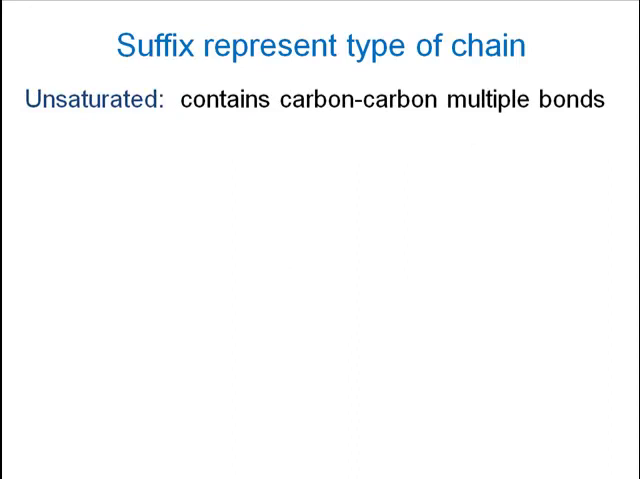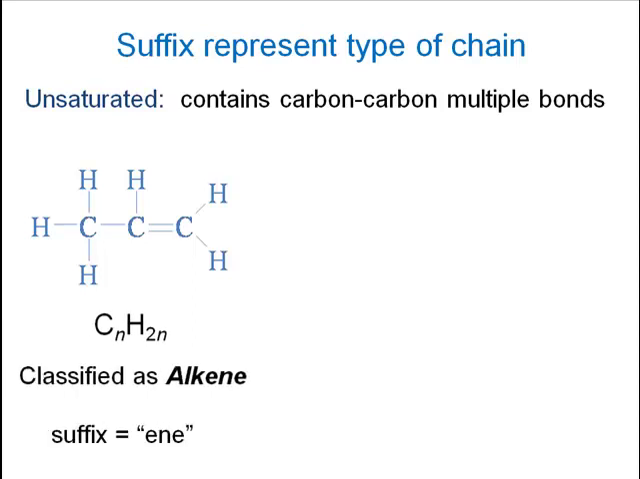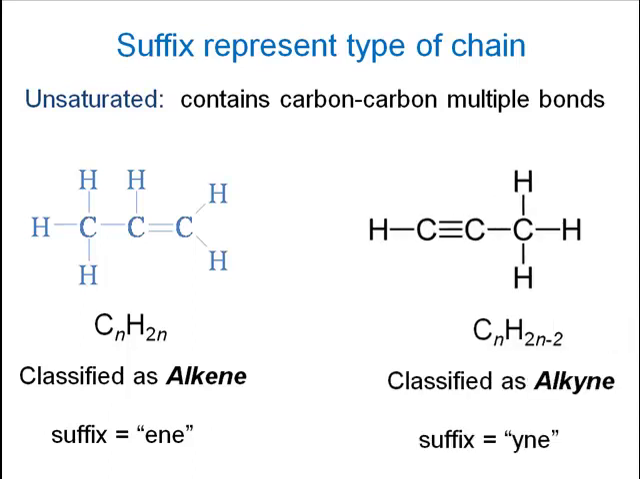All right. Unsaturated contains carbon multiple bonds, like double or triple bonds. So double bonds have the formula CnH2n. This is classified as an alkene. So ene is double bond. And then if you have a triple bond, it's called an alkyne. And this is the general formula for an alkyne. You're going to have fewer hydrogens because you've got a triple bond there.